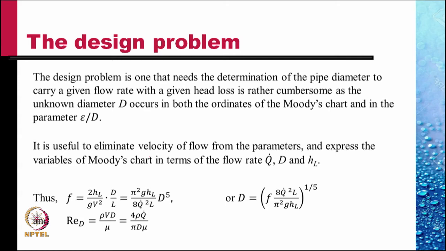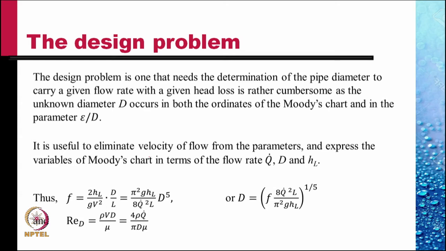It is useful to eliminate velocity of the flow from the parameters and express the variables of the Moody's chart in terms of the flow rate Q dot, d and HL. Then out of these, Q dot and HL are known and d is the unknown. So, the friction factor, which is twice HL divided by rho V squared into D by L, becomes pi squared g HL divided by 8 Q dot squared L multiplied by D raised to 5.